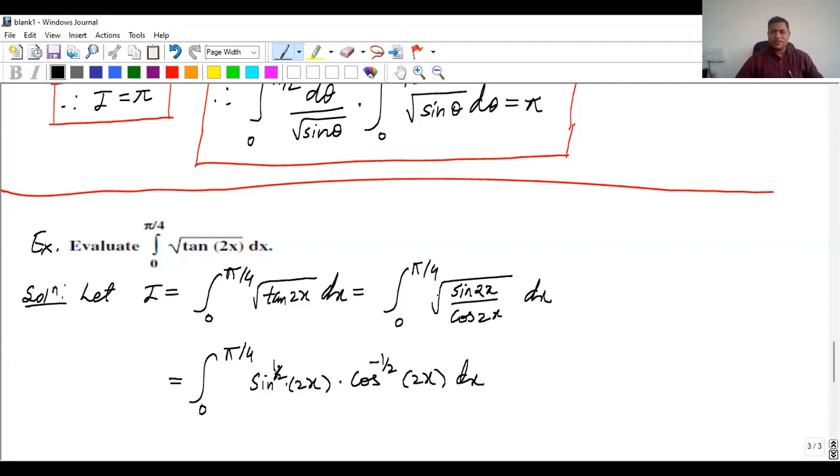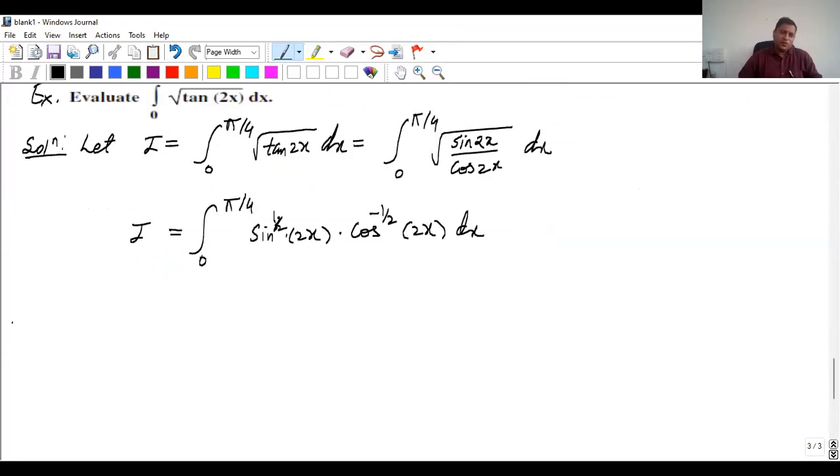Yes, sir. Here sine is in the numerator, square root means it is going to be half. So sine is in the numerator, so it will have the positive power. Cosine is in the denominator, so it will have the negative power. Is that okay? So this is the value of the integral I.